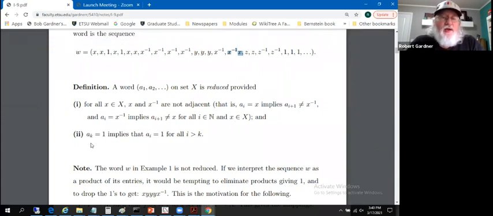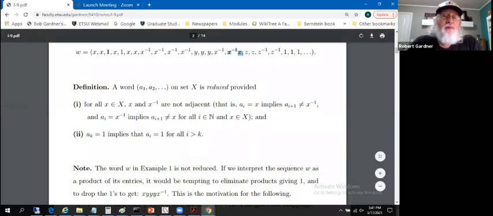And also a sub k equals 1 implies that a sub i equals 1 for all i greater than k. In other words, as soon as one of the letters is 1, it's nothing but ones from there on out. Another reason this isn't a reduced word, there's a 1 followed by a non-1 and another 1 followed by non-1s. So not reduced in addition because of the presence of these two ones. Like I said, we'll treat them as products.